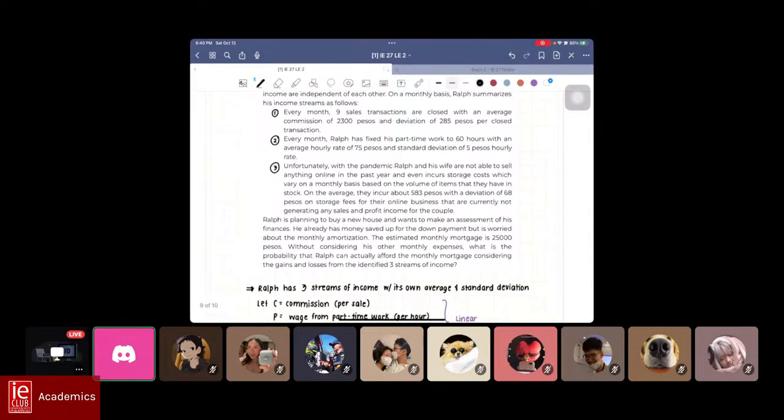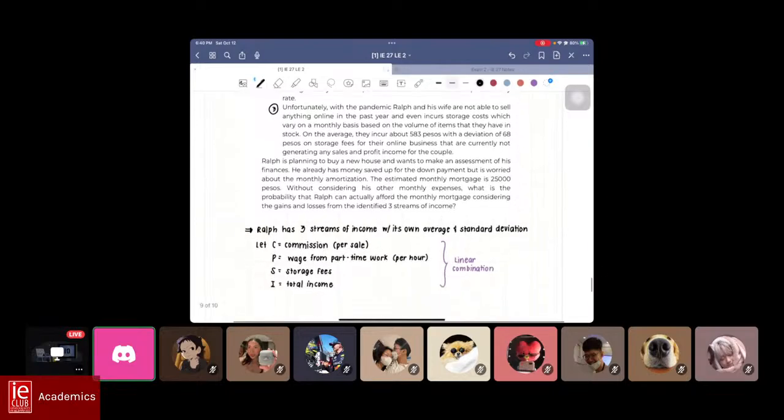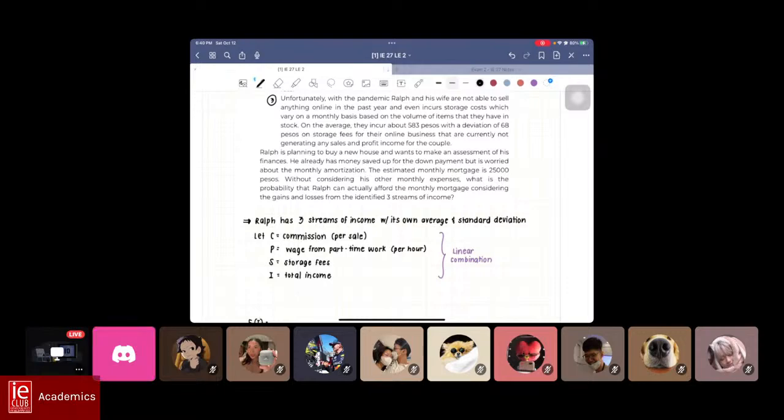Since we know that Ralph has three different streams of income and they each have their own average and standard deviation, this is an example of a linear combination. So we can let C be the commission per sale, P the wage from his part-time work per hour, and S the storage fees. And then I would be the total income.